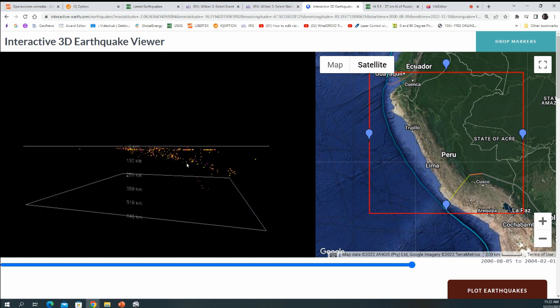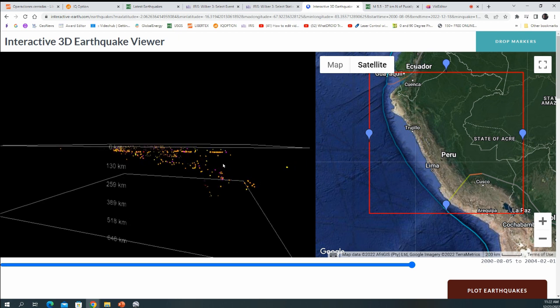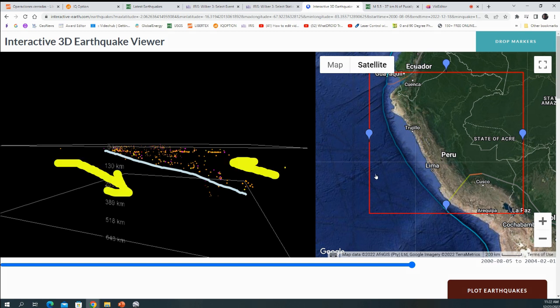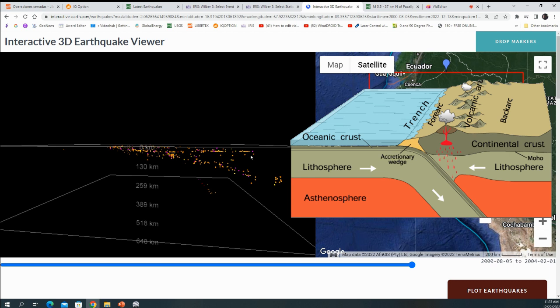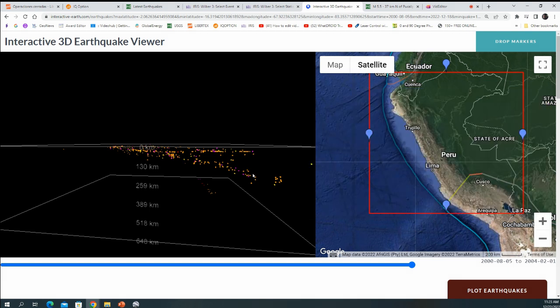And what I want you to notice is a tendency of these earthquakes' focus. This gives us an idea of how the Pacific plate is diving below the South American plate. And this particular earthquake happened about 150 kilometers deep, so it may have been related to movement along that subduction slab. Very interesting from the point of view of education and understanding how the planet behaves and how plate tectonics acts.